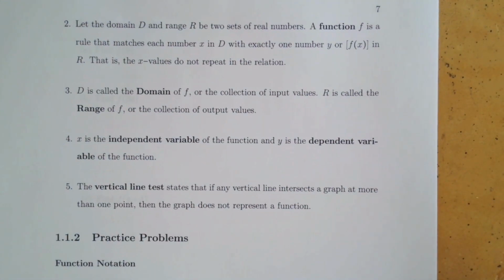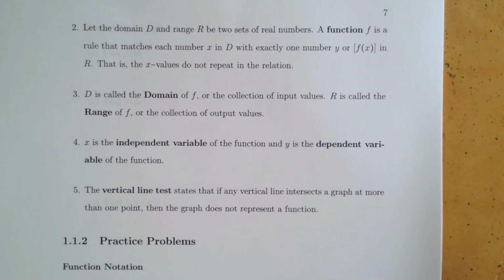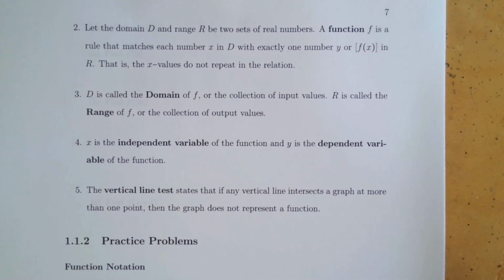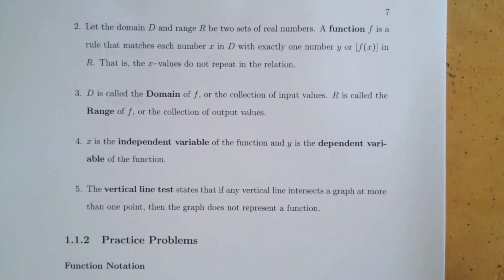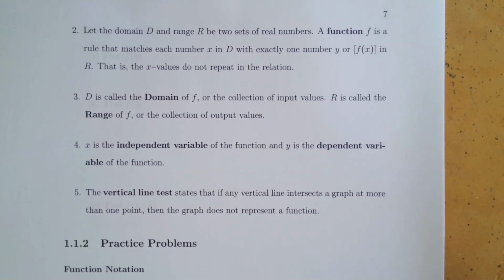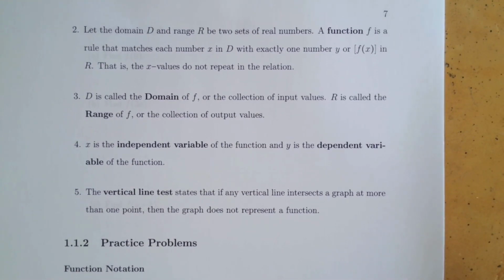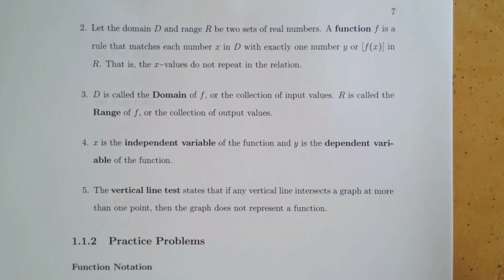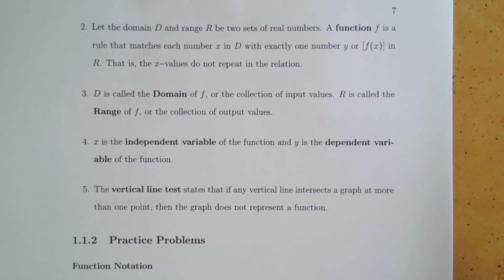All right, now domain and range. D is called the domain of a function or the collection of input values, and then R is called the range of f or the collection of output values. So you always need something to go in to figure out what's coming out, basically. If you're working any kind of equation, you put something in the equation and then you get something out of it. So that's what we call the domain, the input values, and then the range, the output values.